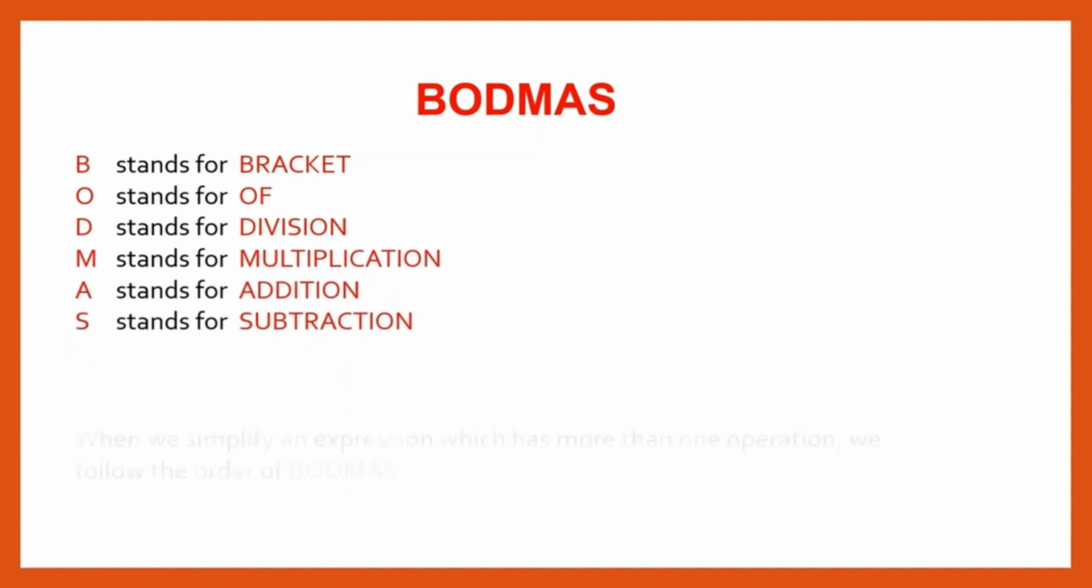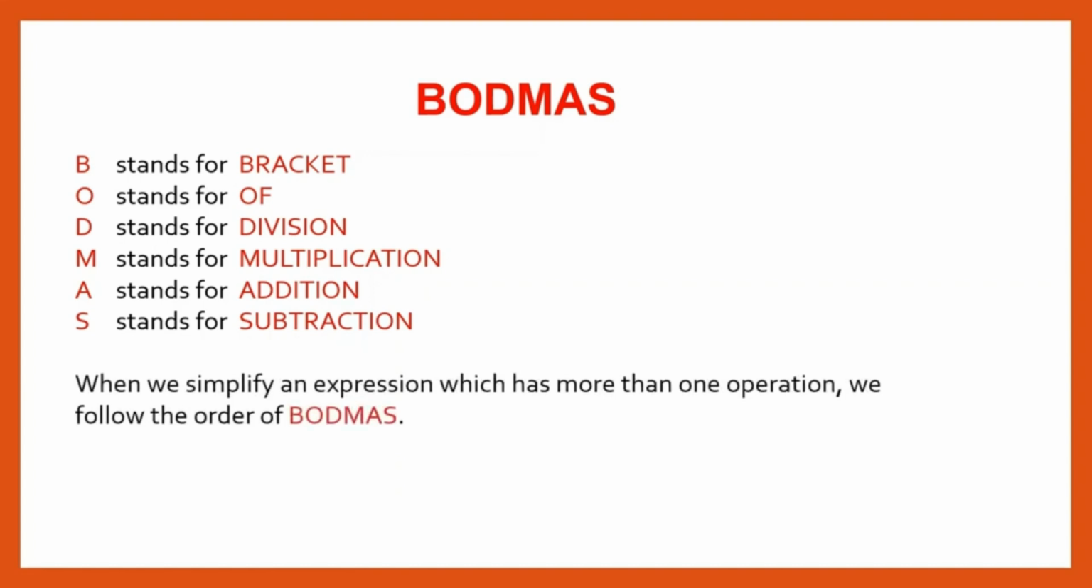Now why do we need this? When we simplify an expression which has more than one operation, we need to know which order to follow, isn't it? Suppose you have only one operation, addition, you know you can do it. You just have to add. Subtraction, you just have to subtract. What if you have more than one operation in a mathematical question, in an expression? Then we follow this order of BODMAS.